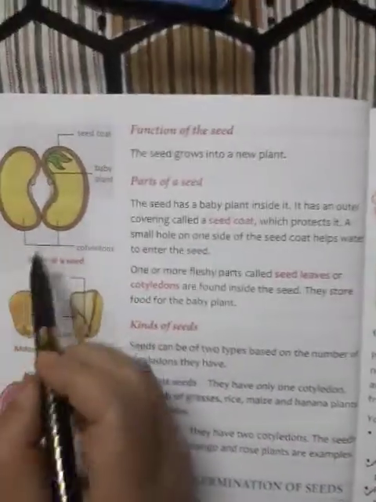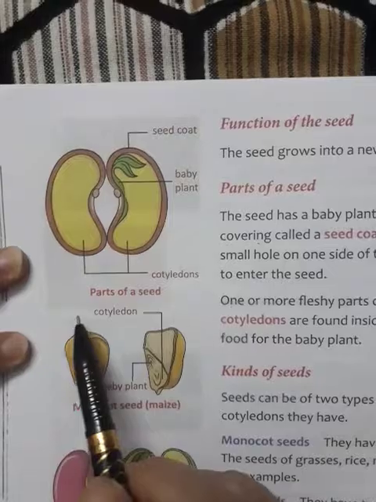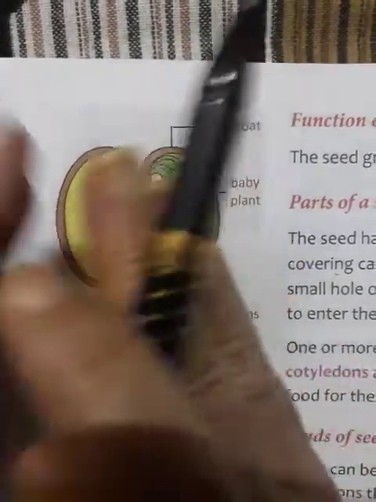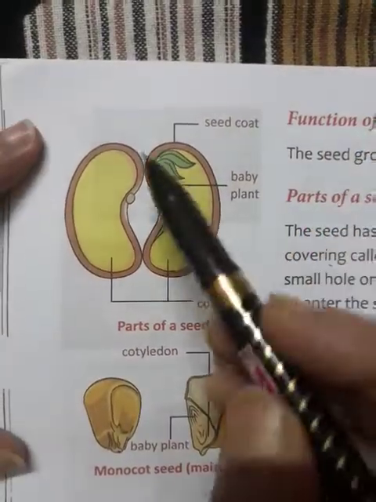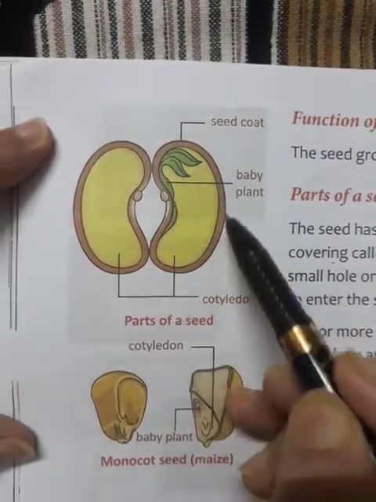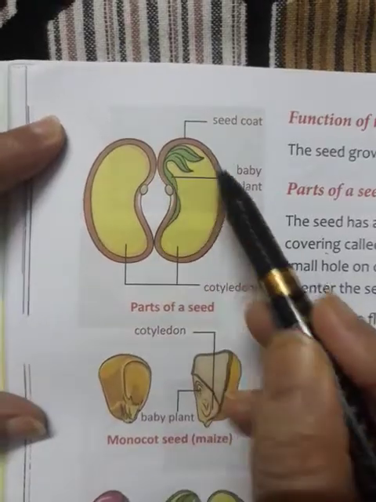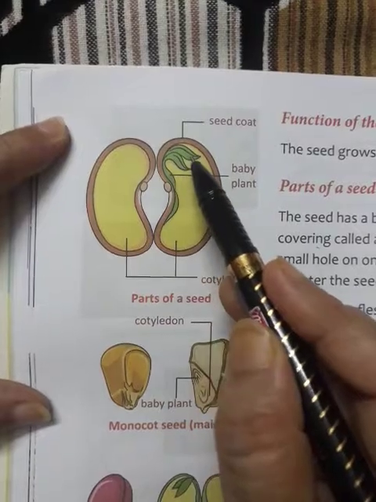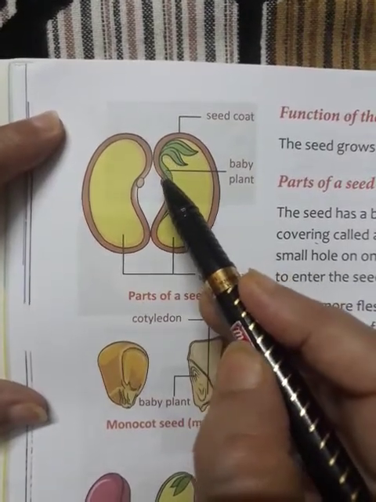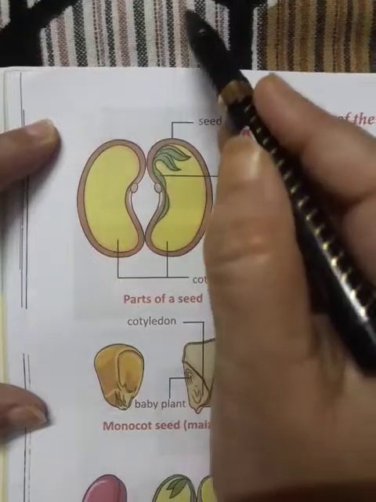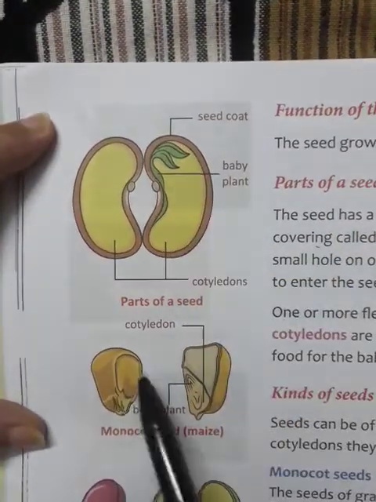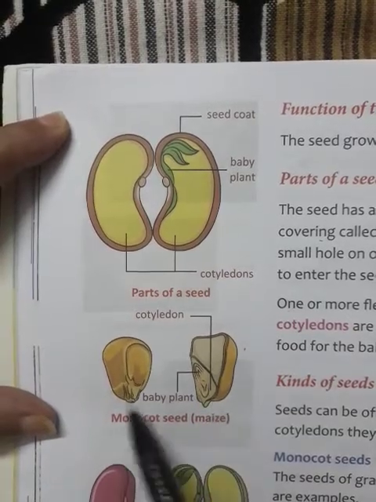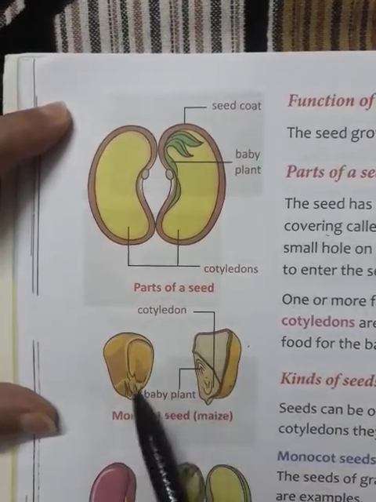So to understand this, you have to look at this figure over here, the parts of a seed. Here the seed has been broken into two halves and it is being opened here. So the outer hard covering over here, the brown portion, is the seed coat, and inside the seed coat lie the cotyledons, which grow into the shoot of the plant and the root of the plant. And inside the cotyledons lies the baby plant, which is being shown in this figure.